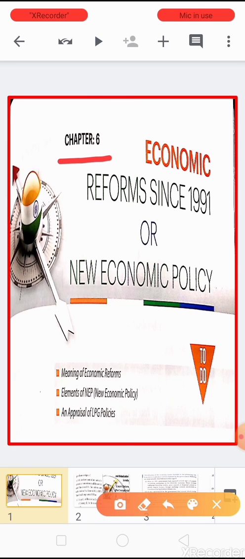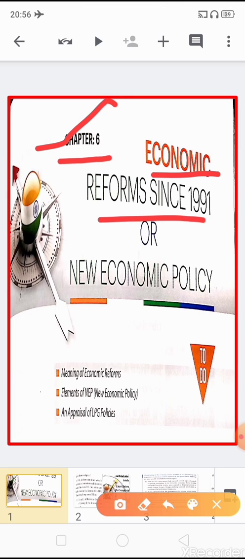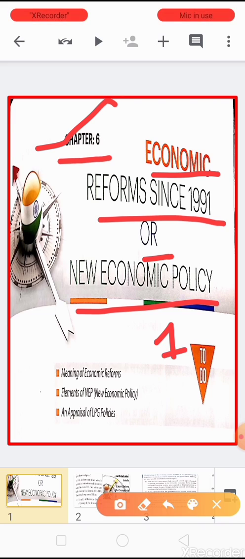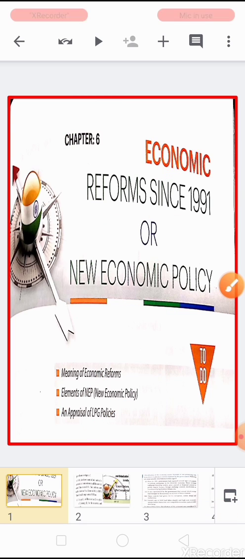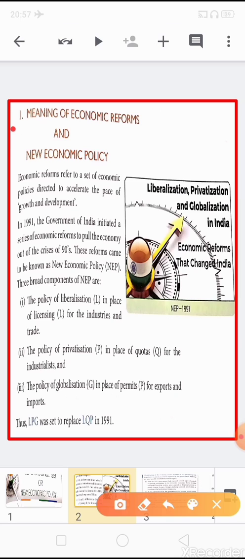Children, today I am going to start the next chapter of our book, Indian Economic Development. That is chapter number 6, and the name of our chapter is Economic Reform since 1991, also known as New Economic Policy. Children, this is the first video of this chapter, and in this video we are going to learn the meaning of economic reforms, the elements of new economic policies, and an appraisal of LPG policies, that is liberalization, privatization and globalization policy. So children, let us start with the first topic, that is meaning of economic reforms and new economic policy.